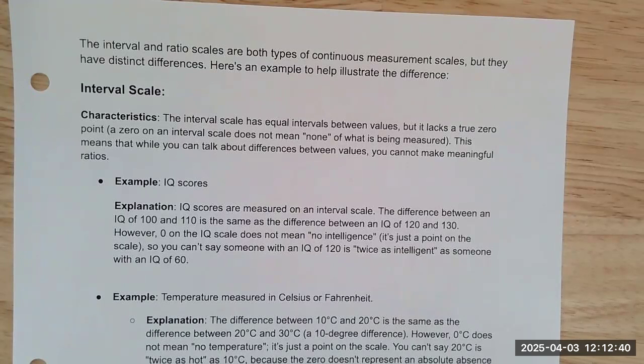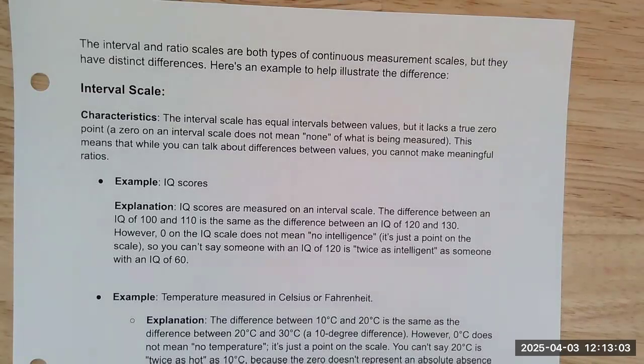If we were to look at IQ scores, remember last time I said an average IQ score was 100. And if you have over 100, that's considered above average IQ. And if it's below 100, we consider that a below average IQ. If someone got a 0 on the IQ test, that doesn't mean they have no intelligence. That 0 doesn't mean anything.